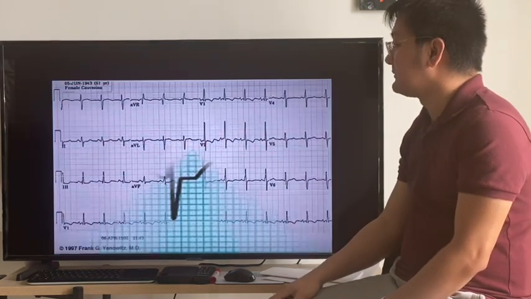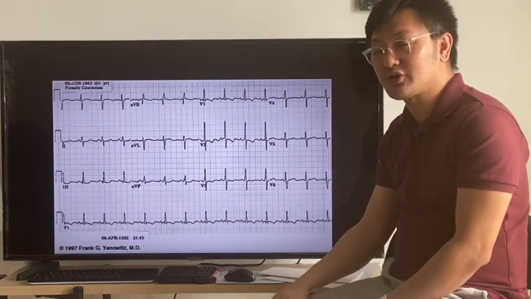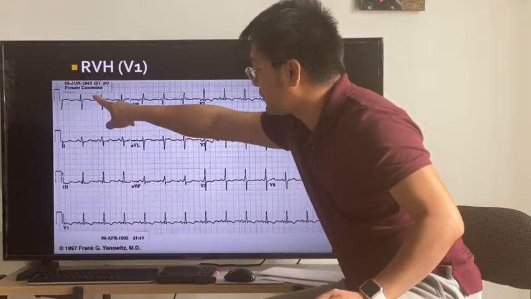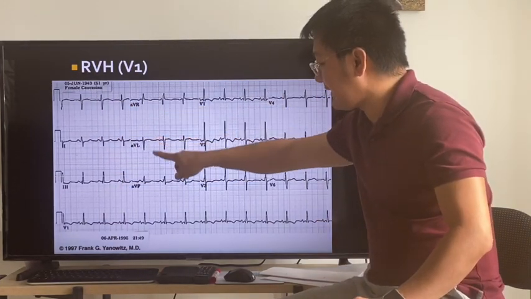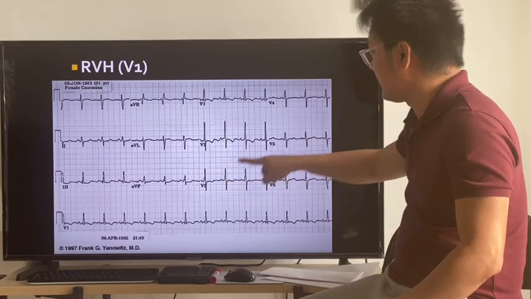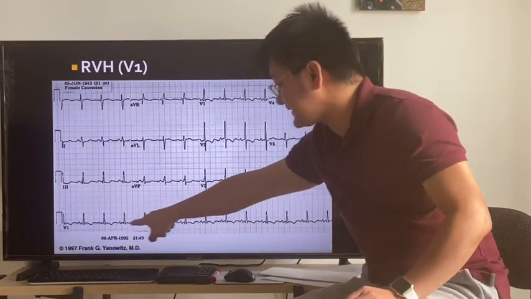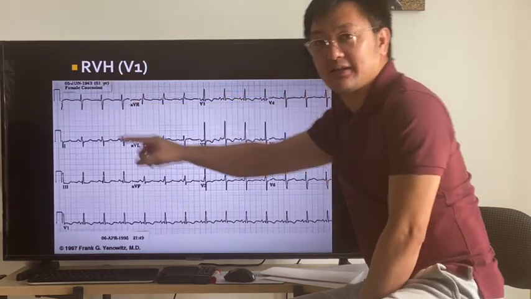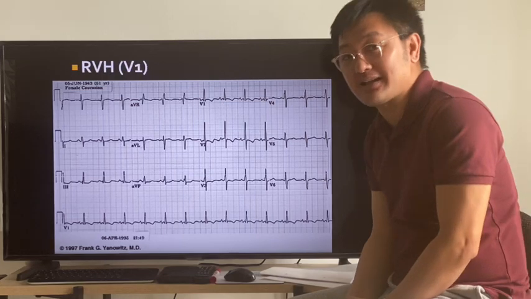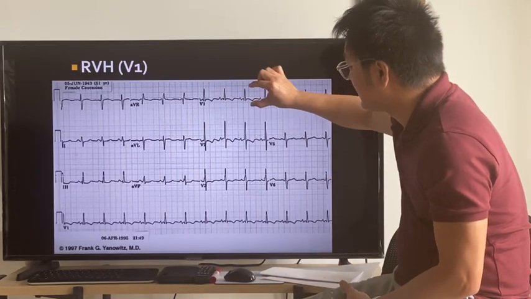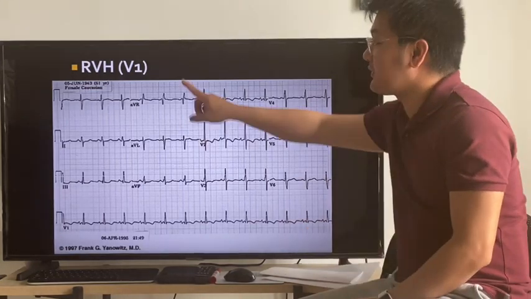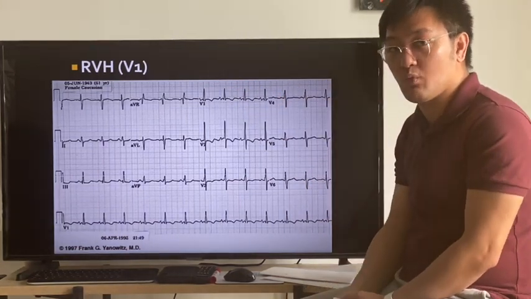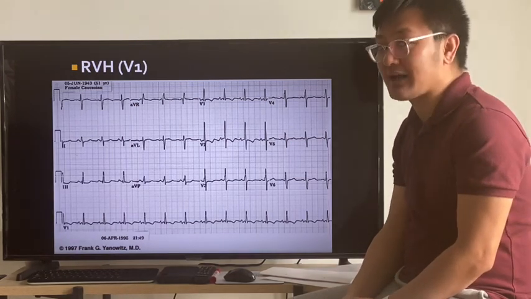Again, V1. This is your right ventricular hypertrophy. Again, check V1. Look, this is your lead 1, lead 2, lead 3, AVR, AVL, AVF, V1, V2, V3, V4, V5, V6. Okay, this is your V1. Now, I said ventricular activity is represented in your ECG as your QRS complex. So look at your QRS complex. Ideally, in your V1, the R wave is short and the S wave is tall. If the R wave in V1 is taller than your S wave, that is right ventricular hypertrophy.